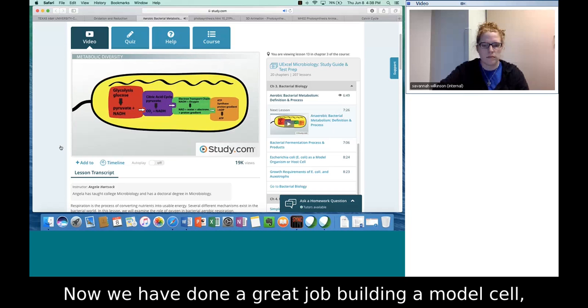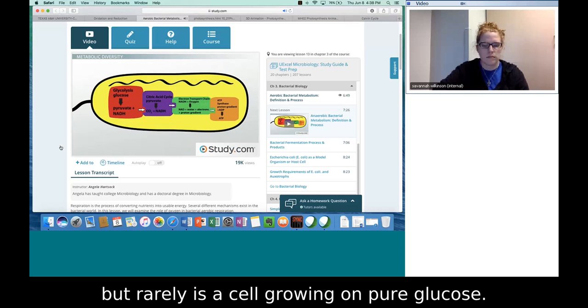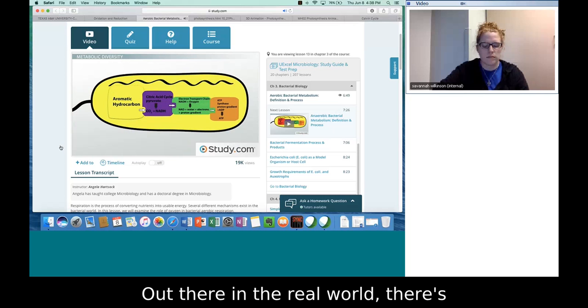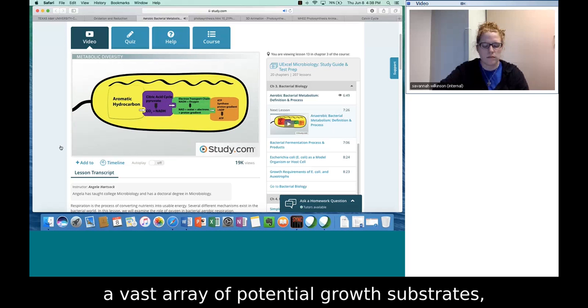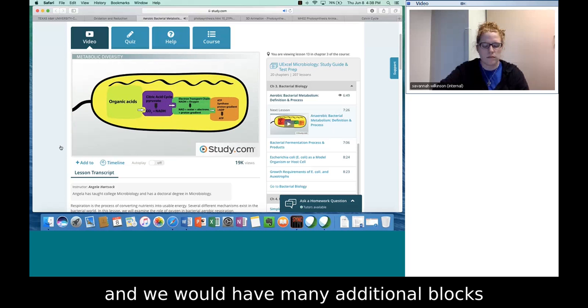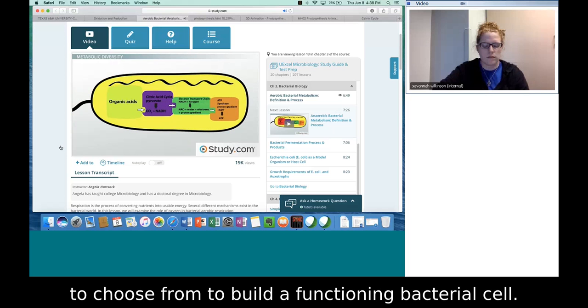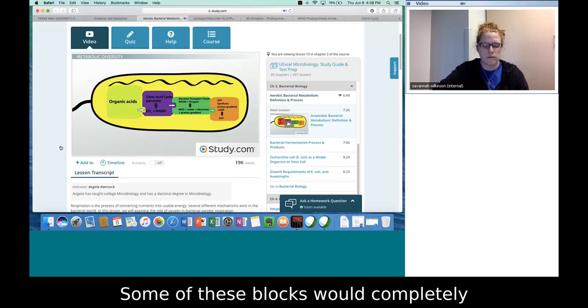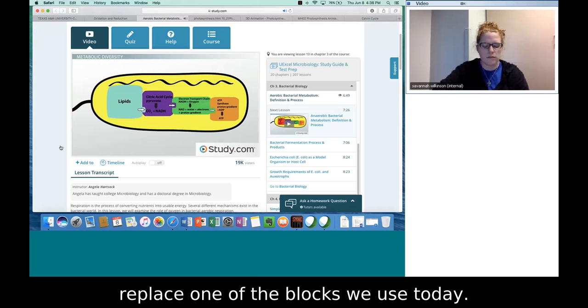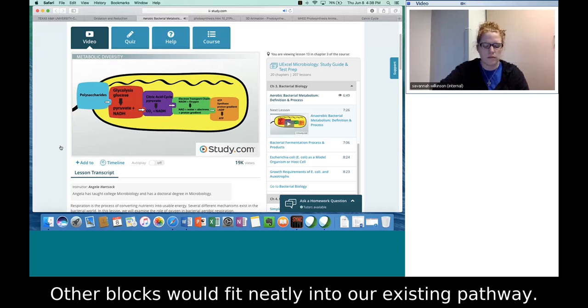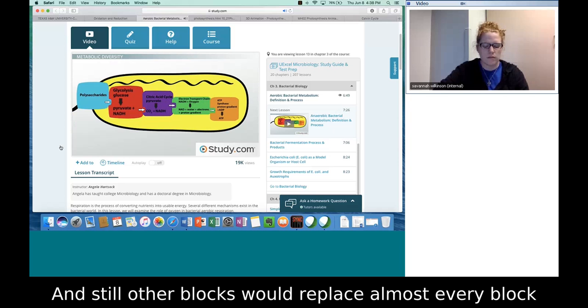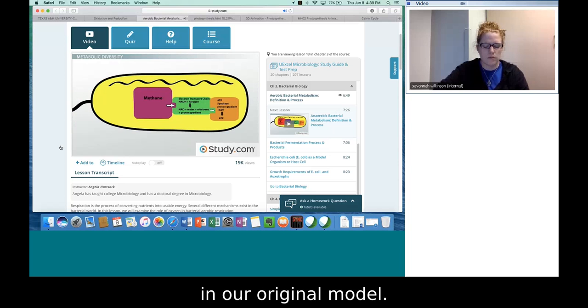Now, we have done a great job building a model cell, but rarely is a cell growing on pure glucose. Out there in the real world, there's a vast array of potential growth substrates, and we would have many additional blocks to choose from to build a functioning bacterial cell. Some of these blocks would completely replace one of the blocks we use today. Other blocks would fit neatly into our existing pathway, and still other blocks would replace almost every block in our original model.